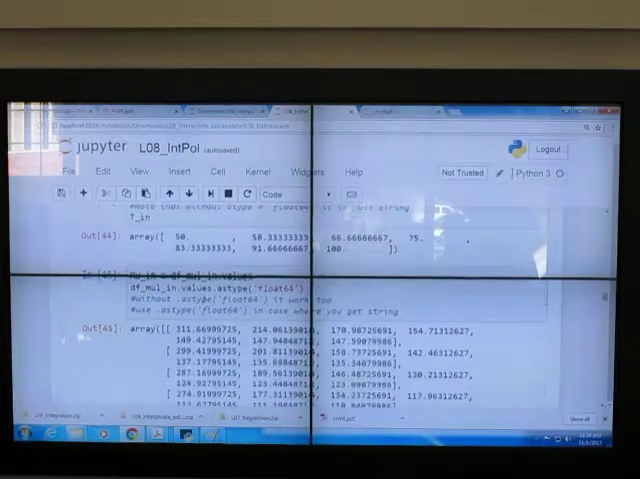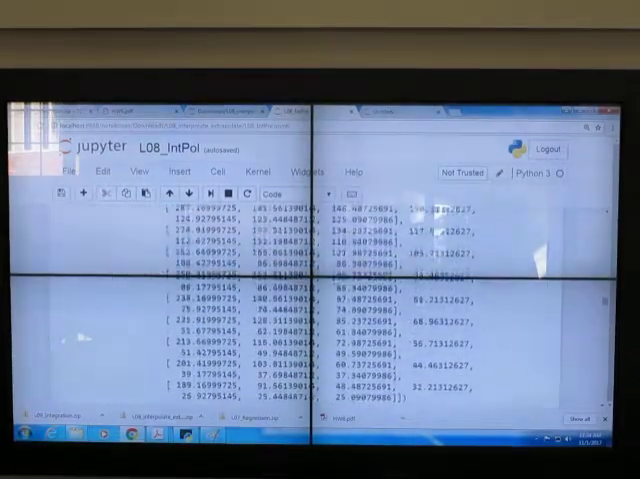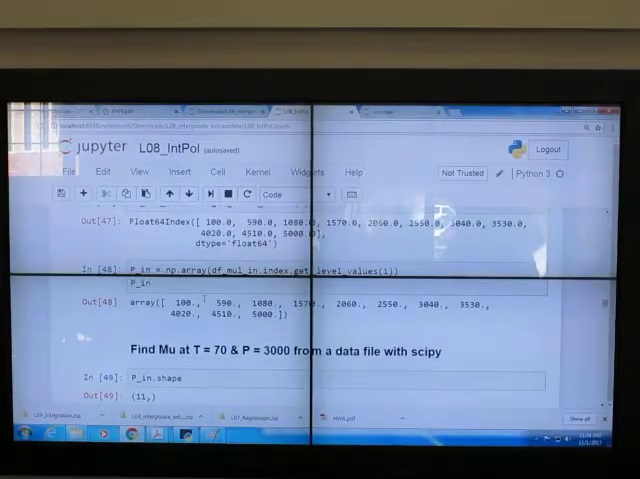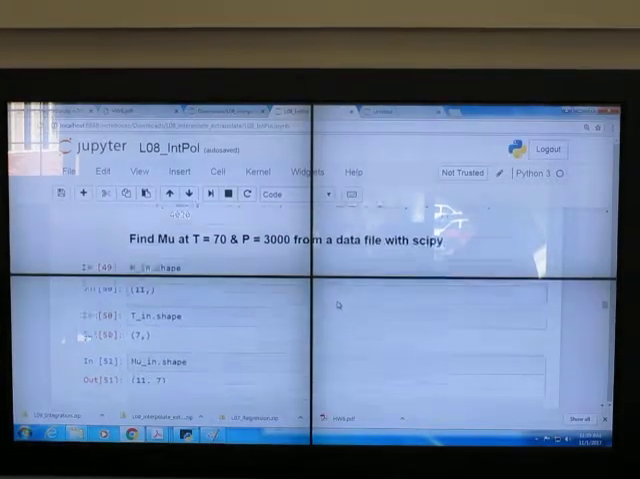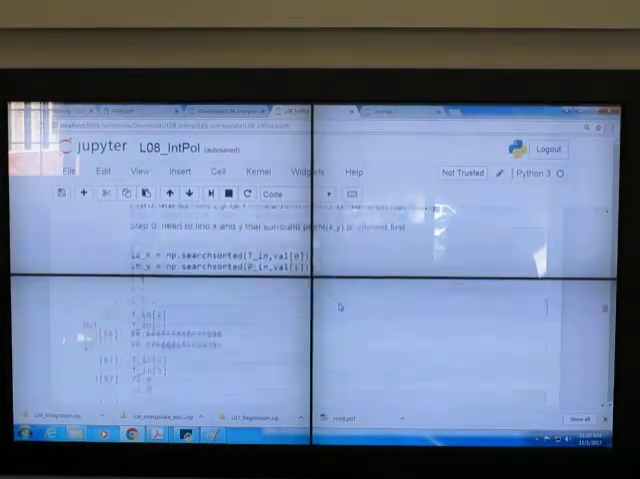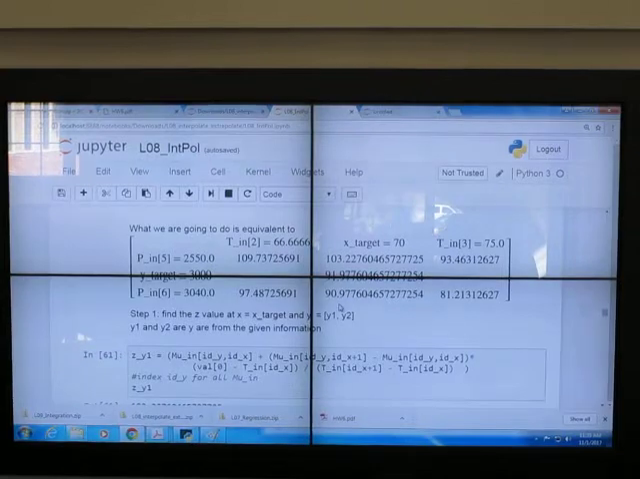Let's keep working with pandas. Alright, we want to find viscosity at temperature equal to 70 Fahrenheit and pressure equal to 3000 psi from the data file. I think I have some picture to show you how I do it.